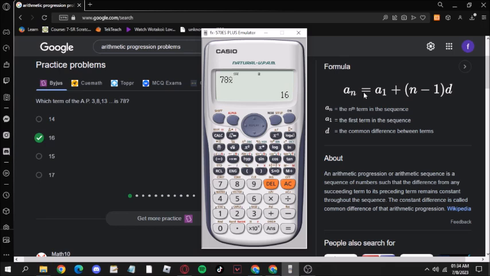So either way, either you use the formula, or you can also use the stat function, and we'll be able to get the same answer.